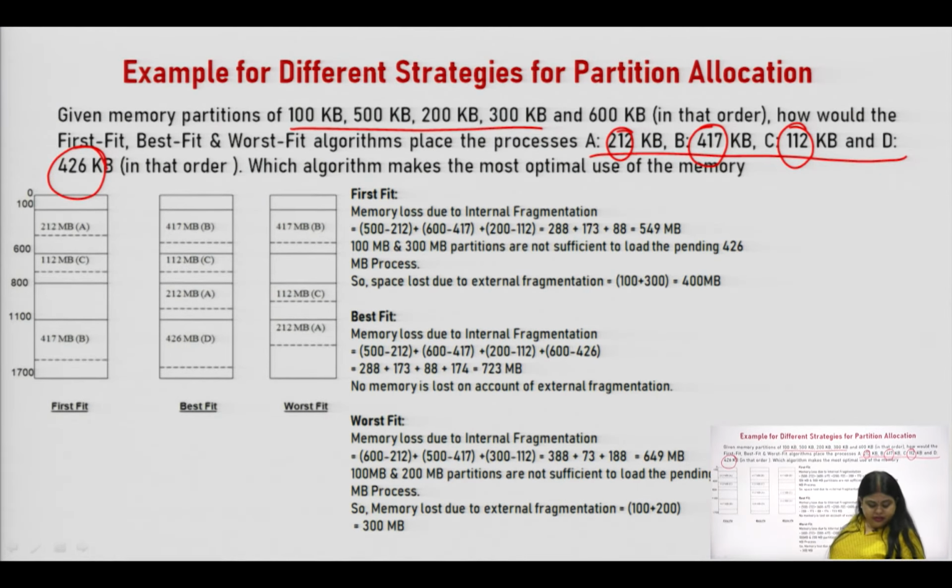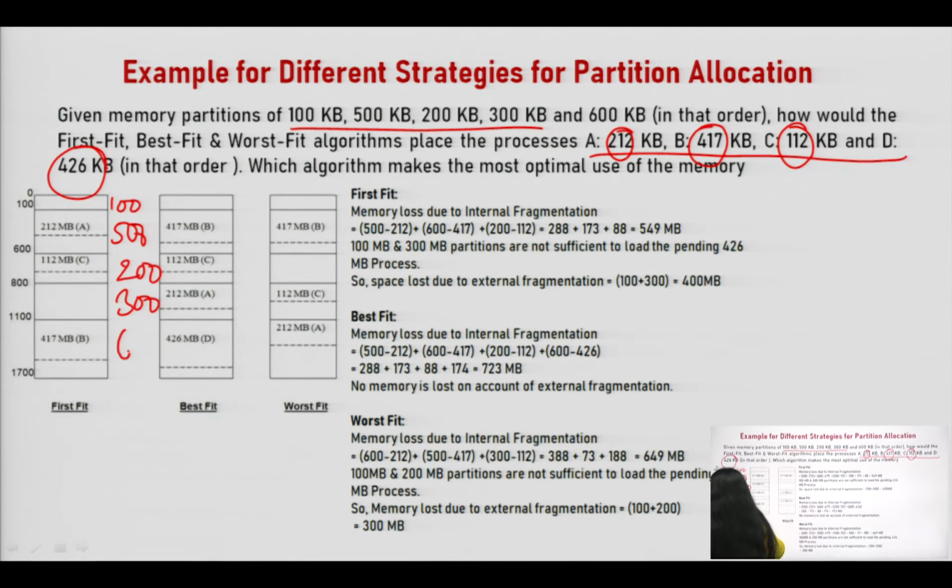So, when we talk about the blocks, this was the first 100 kb block, next we have the 500 kb block, followed by the 200 kb block, then 300 and the 600 kb block. This is what the partitions have been given to you in the question. Starting with first fit, first fit means whatever first available block satisfies your requirements, allocate it to that particular process.